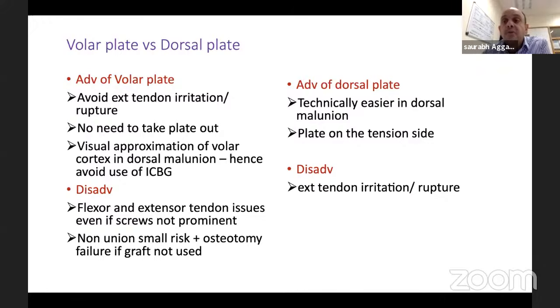Obviously, these days we're using grade 4, or in evolution, grade 4 titanium. So we have very low profile plates these days. That addresses the criticism for a dorsal approach.